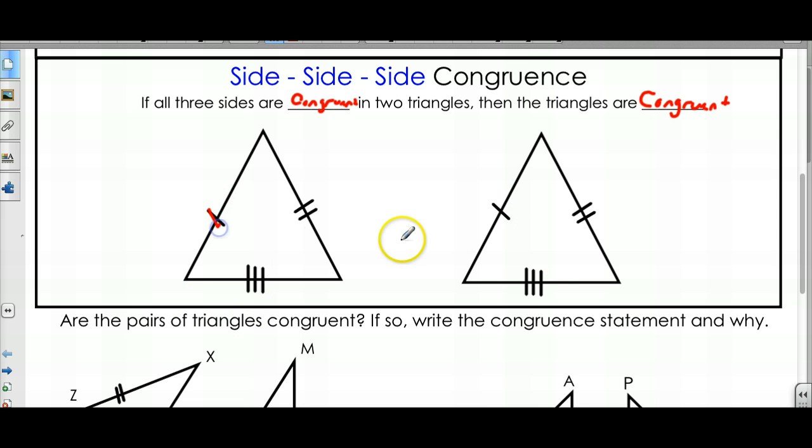So this one has this side that's congruent, it has this side that's congruent to each other, and this side that's congruent to each other. And that is enough to prove that these 2 triangles are congruent.